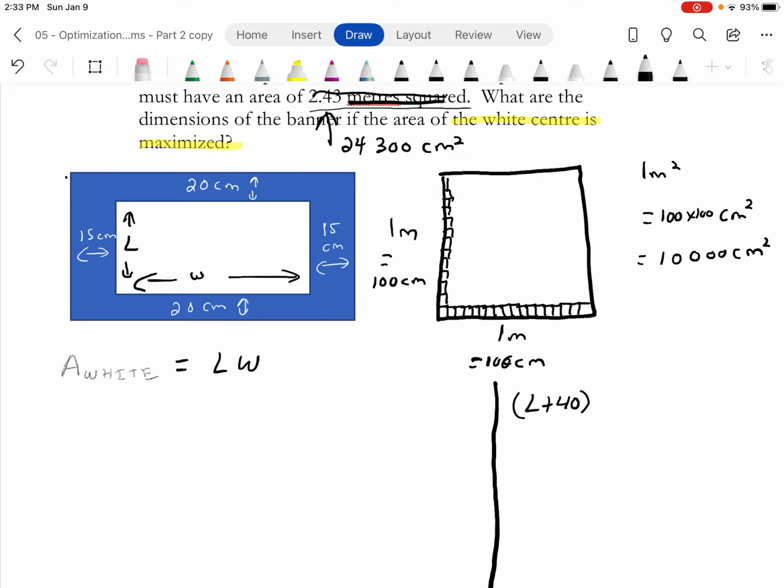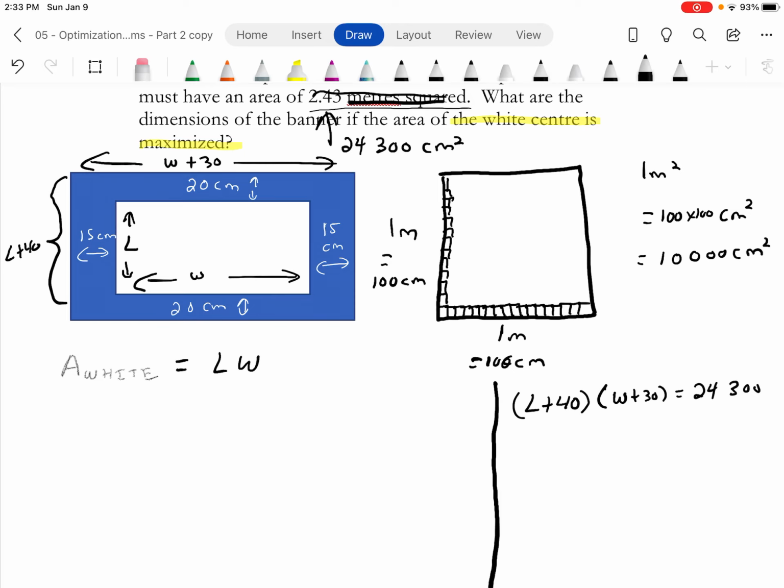See, the whole banner is L plus 40. And then its whole width would be W plus 30, all the way across here. We know what that has to come out to be: 24,300. And I'm not worried about the units anymore because I know I've got it all in centimeters. And so now I've got the equations I want.